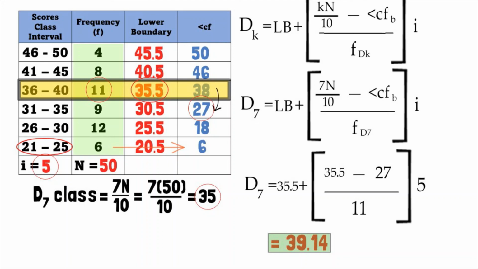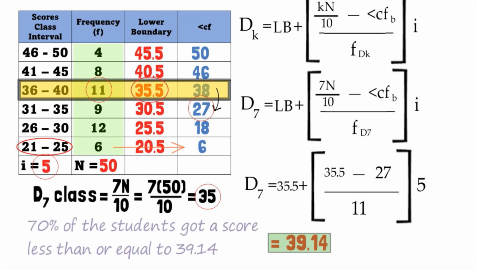The seventh decile is equivalent to 70%. Therefore, 70% of the students got a score less than or equal to 39.14.